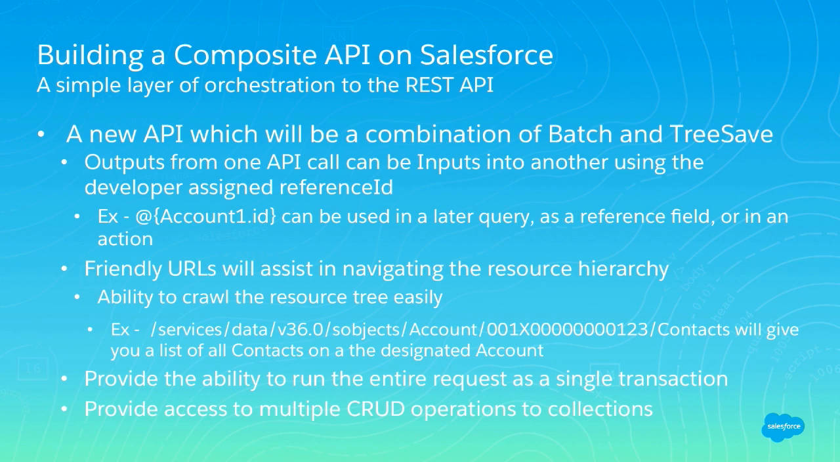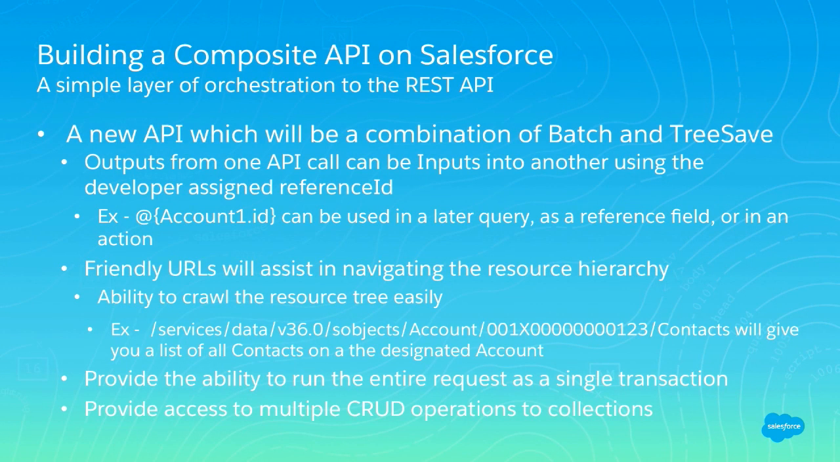But as we've been going forward, it really becomes obvious that while batching is great and tree save suits a very specific need, we really want to combine them into a more generic framework that you can use as just the Composite API. So the Composite API is a new API which will allow you to take the concept of batch and the concepts of tree save, put them together, except you have more fine-grained control over what the linkings can do.